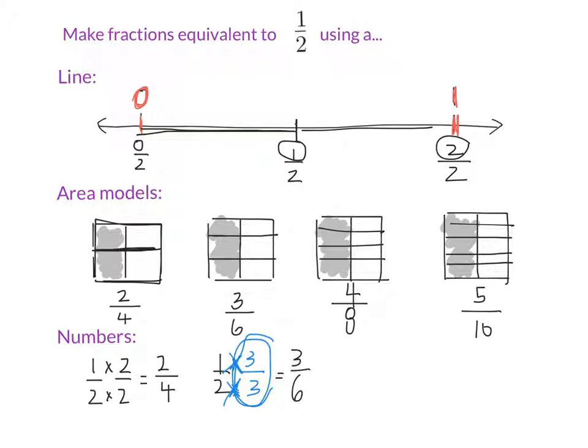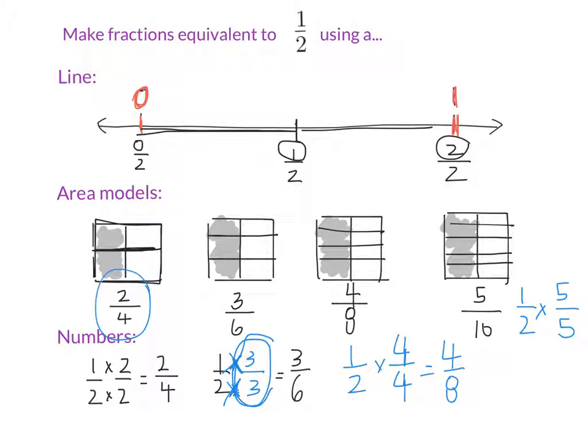Over here, 1 is taking on what form? 3/3. What form of 1 am I going to use to get 1/2 to become 4/8? 4/4. Because over here, using numbers, I can show I did 1/2 times the version of 1 that looks like 4/4 to get 4/8. Do you see that? What about over here? How did I get from 1/2 to 5/10? I had to multiply by 5/5. Now we can see that 1/2 is equivalent to 2/4, 3/6, 4/8, and 5/10.